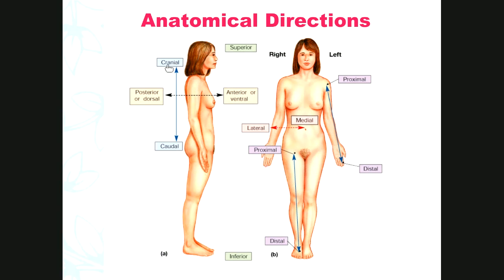Cranial, anything closer to the head, versus caudal, anything closer to the tailbone. Front is superior, anything below is inferior. So these are general terms we'll start to use. When we talk about proximal and distal, it's only associated with the arms or the legs. Another term for this is the upper extremity or the lower extremity. So the fingers are distal to the shoulder, or the shoulder is proximal to the fingers. Same thing with the hip, the knee, or the ankle.